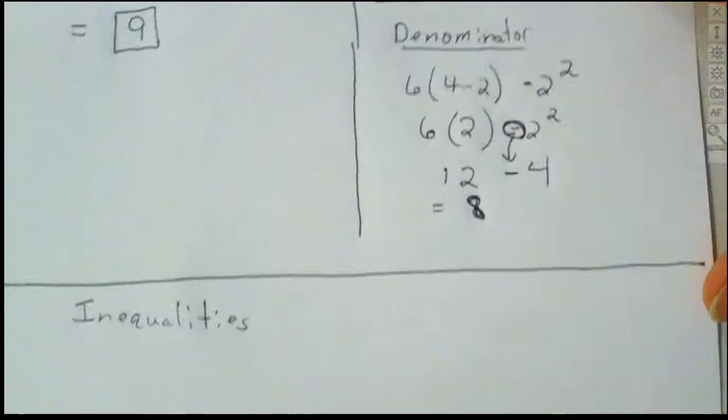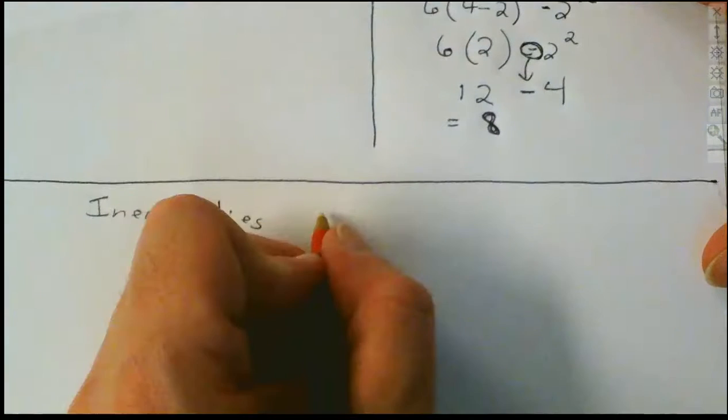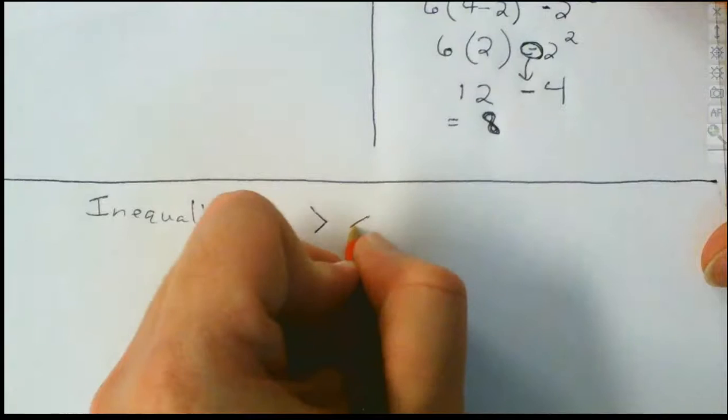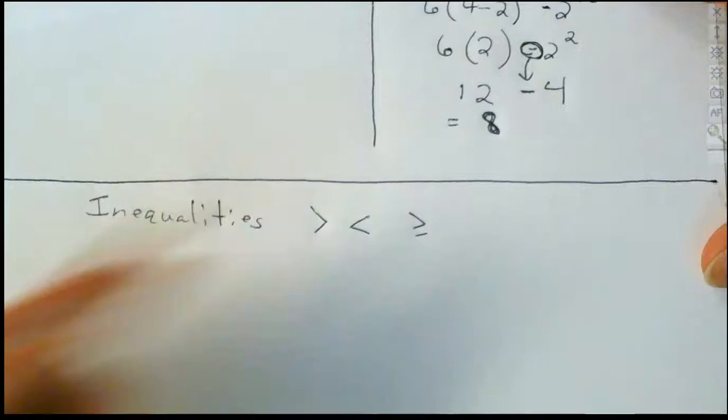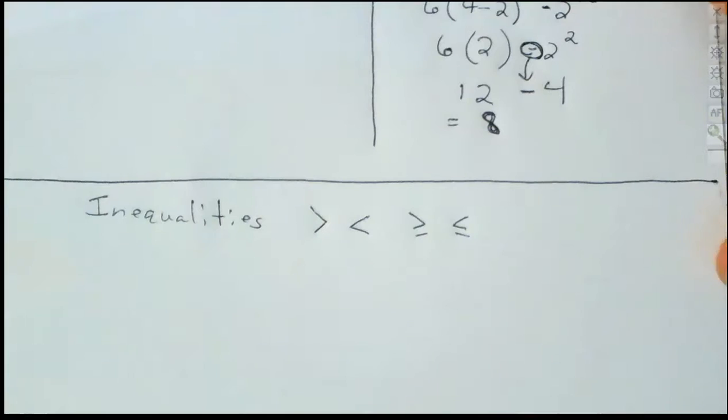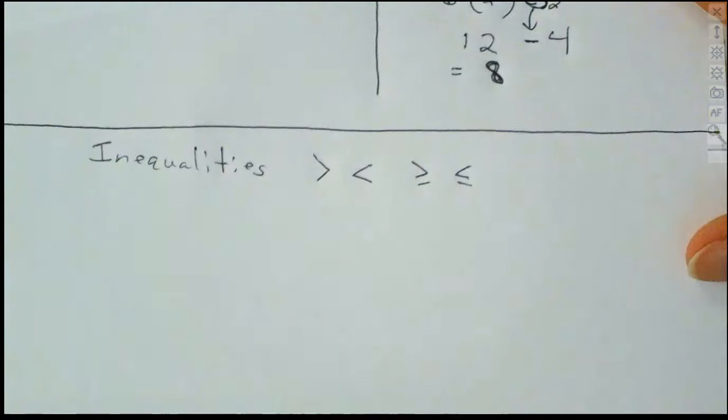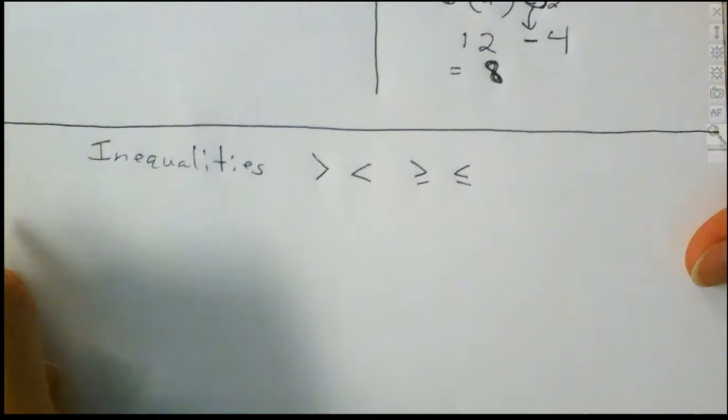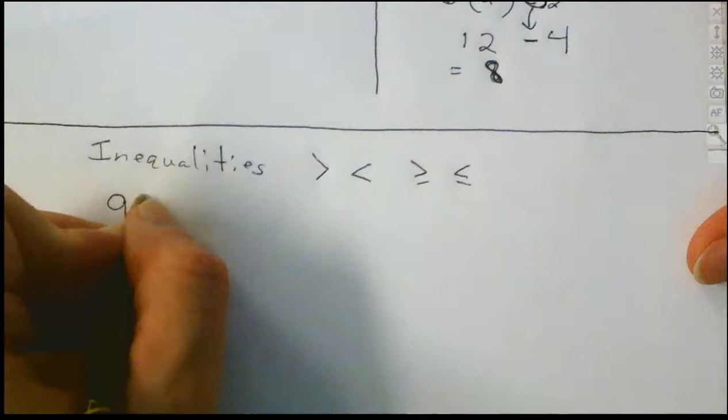So we're going to talk quickly here about inequalities. We've got greater than, less than, greater than or equal to, and less than or equal to. So these are our inequalities. Now when we talk about inequalities, we need to make sure that the inequality opens towards the larger number or points towards the smaller one. So this is an example of one that would be true.